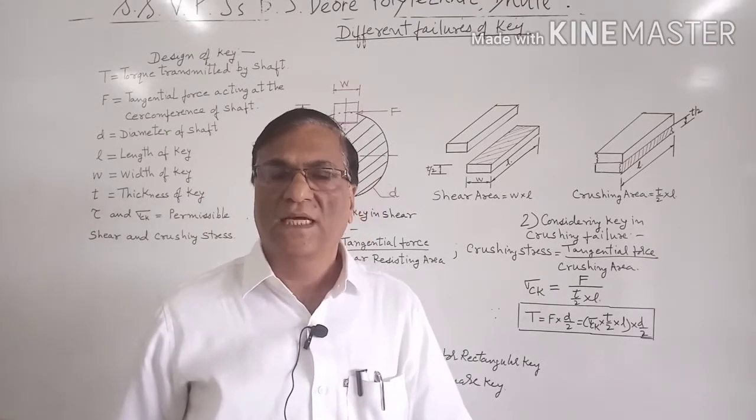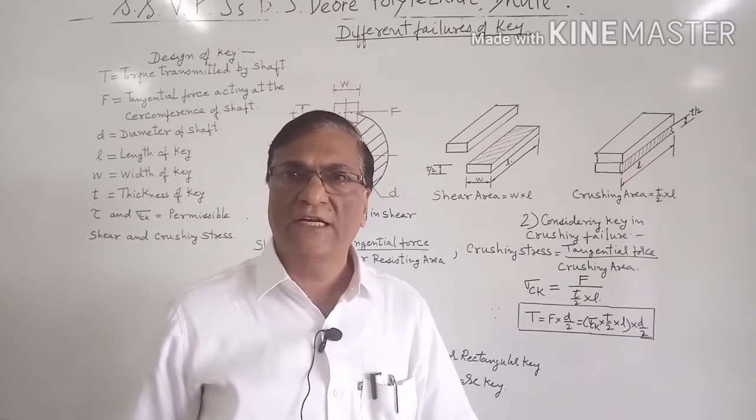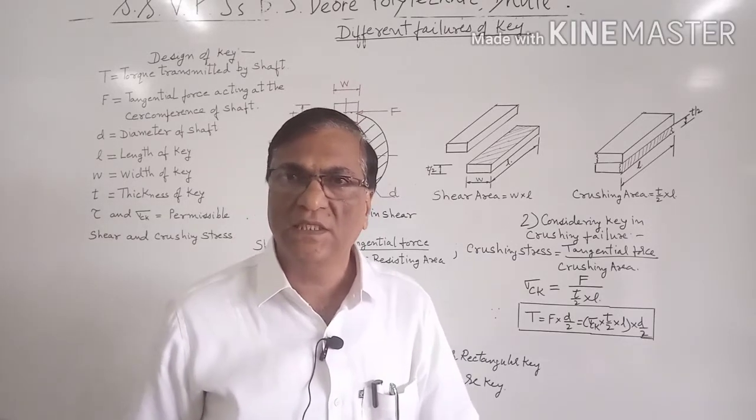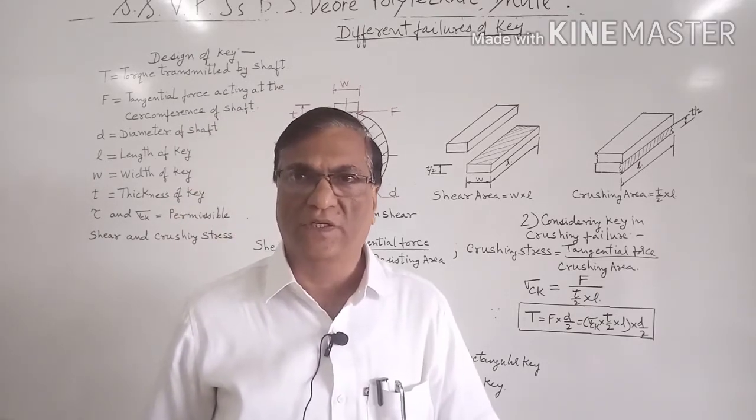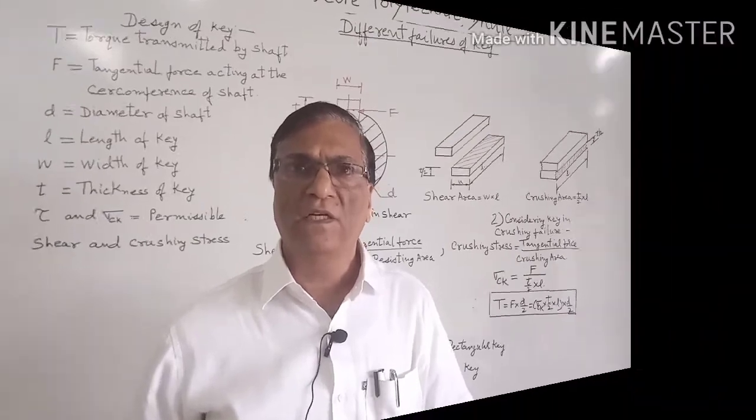Basically, there are two failures of the rectangular sunk key. First is shear failure and second is crushing failure. Now, we will go through the procedure.